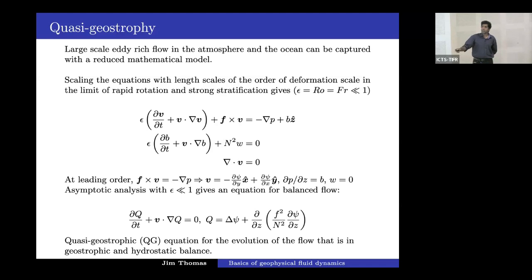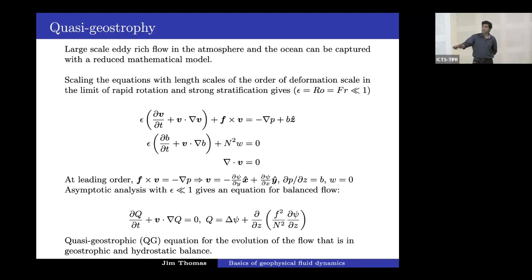If you scale the equations, you can show that they take this form, where I have epsilon, the small parameter, multiplying all these nonlinear terms. When you look at the leading order balance, I can ignore these small terms. If I ignore them, at leading order I get geostrophic balance: the Coriolis term balancing the pressure gradient. That's the horizontal balance at leading order. In the vertical, I have a hydrostatic balance, so the vertical derivative of this term balances buoyancy.